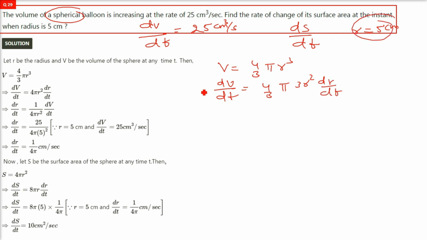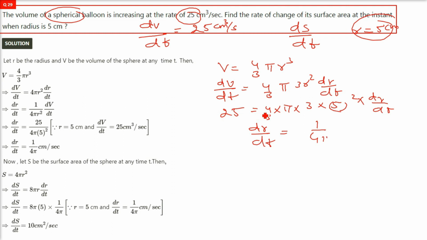And r we already know, 4 by 3 into pi into 3 into pi square. dr by dt can be computed from here because dV by dt initially I told you it is 25. So when you solve it, you are going to get dr by dt as 1 by 4 pi centimeter per second. Now rate of change of its surface area.